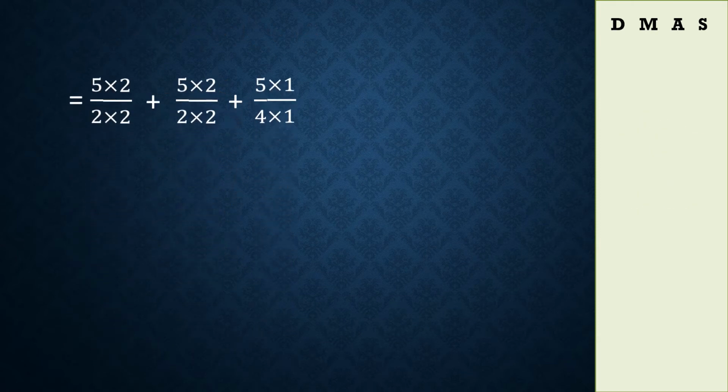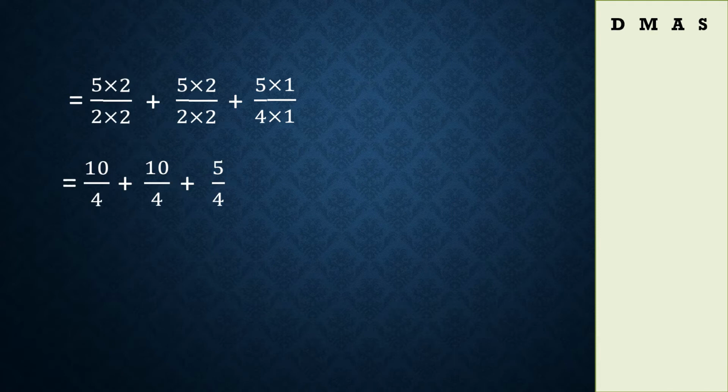Now simplify. 5 twos are 10 and 2 twos are 4. So we get 10 upon 4. Then write plus sign as it is. Again, 5 twos are 10 and 2 twos are 4. So we get 10 upon 4. Then write plus sign as it is. Again, 5 ones are 5 and 4 ones are 4. So we get 5 upon 4.